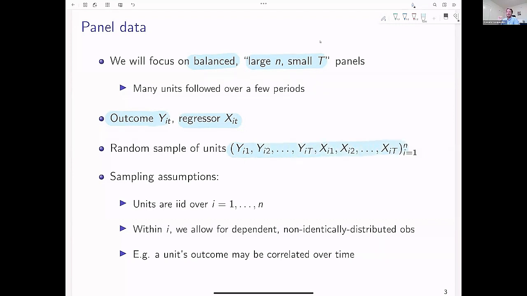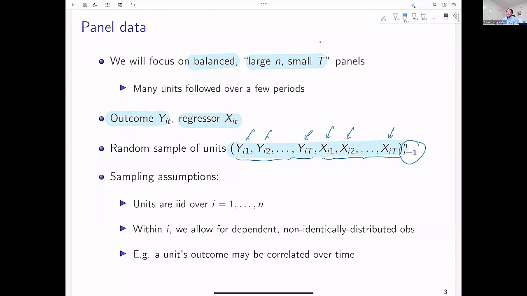So for each unit i, we're going to see the outcome in all the time periods. So outcome in period 1, 2, 3, 4, up to T, and the same for the regressor x. So we're going to observe x at period 1, 2, 3, up to T. So we're going to have a collection of outcomes and regressors for each unit over time, and then we're going to have that for many units, for i going from 1 to n. Okay, so that's what the data looks like.